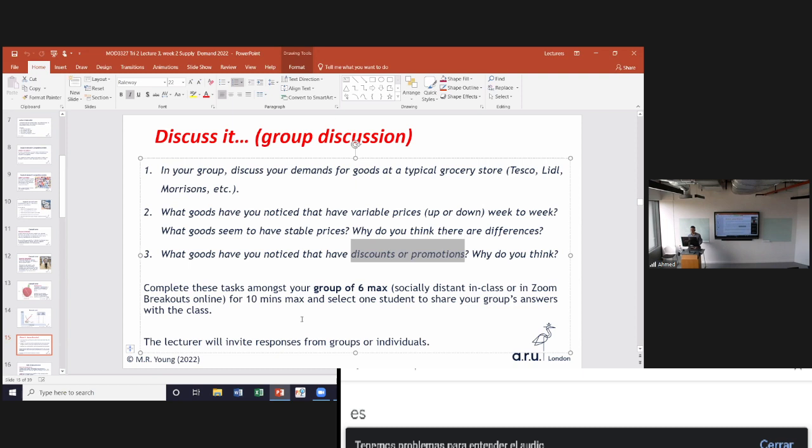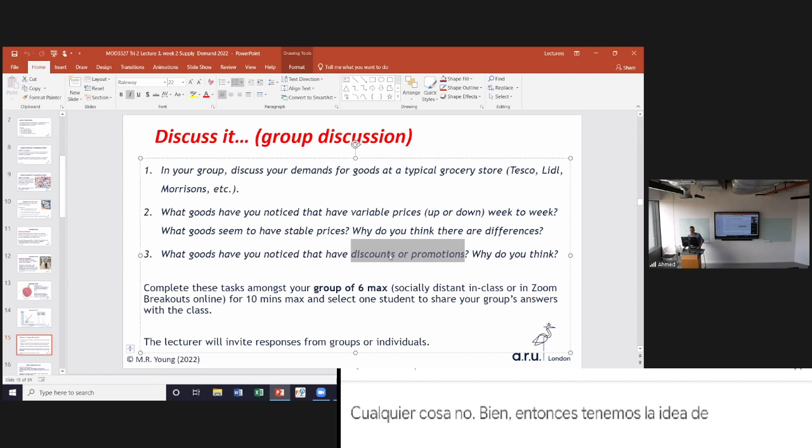So the idea in the context of demand and supply, we have to look at pricing. Pricing low, pricing high, what has a stable price, what has a variable price, what has a discount, what has a promotion? That's all part of this subject. Now let's have a look.